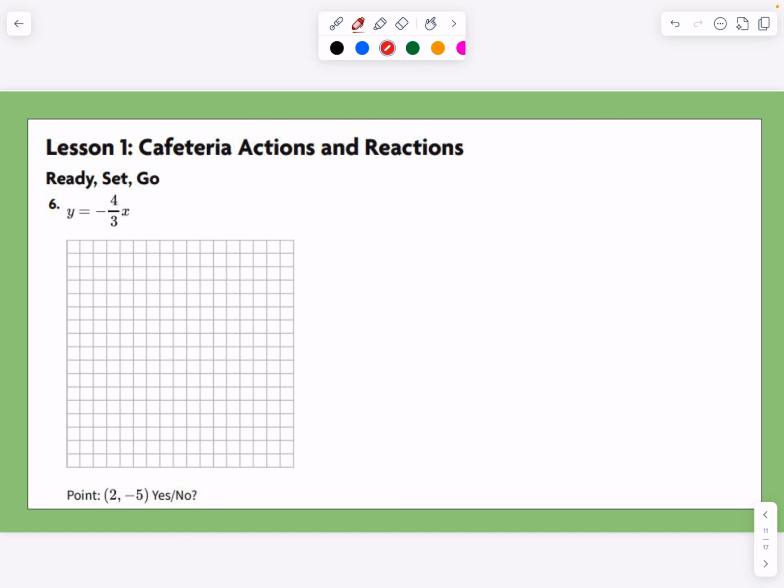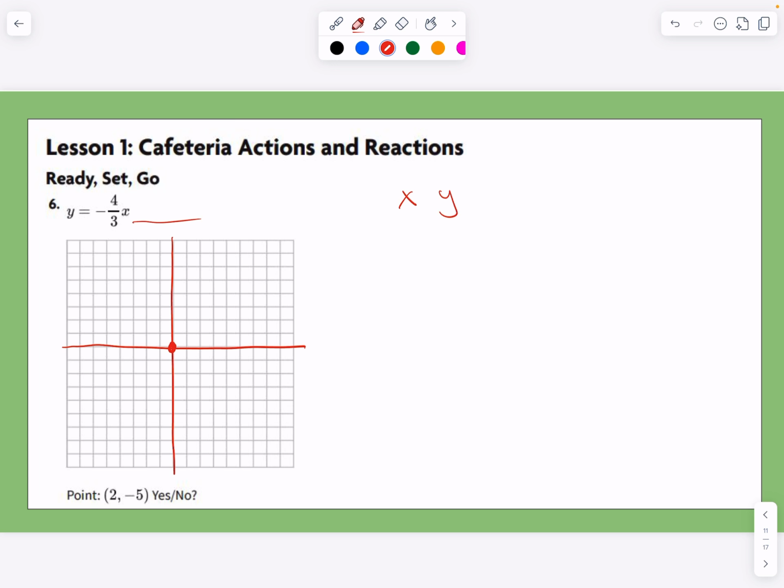Let me do one more, just to kind of wrap this up for you guys here. So here we have our line. Here we have our coordinate grid. We do not have a y-intercept, so our y-intercept is going to be at 0, basically. Okay, so that's our first point, at 0, 0.